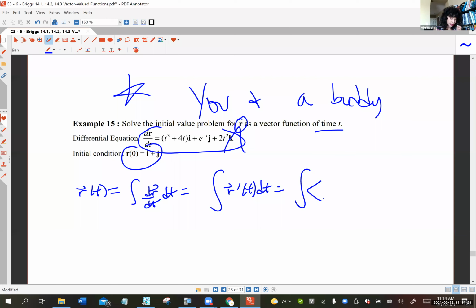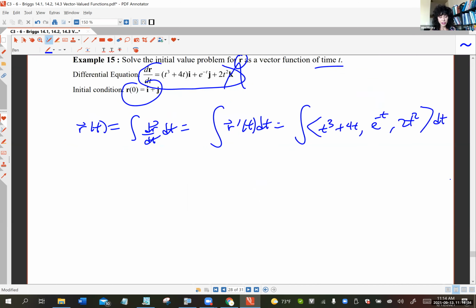They said it was, I'm going to put it in component form, t cubed plus 4t, and then the next component, e to the negative t, and then 2t squared. So you're going to just integrate 3 times, and this isn't too hard to integrate.